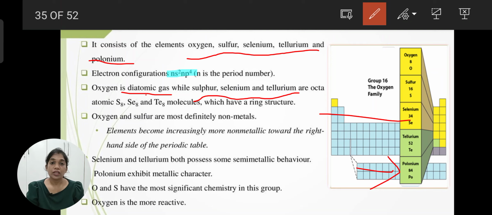Then abundance. We know that 46.6% of the earth's crust consists of oxygen, while 27% of the volume of the atmosphere consists of oxygen. We know that oxygen is the most important element for living animals.